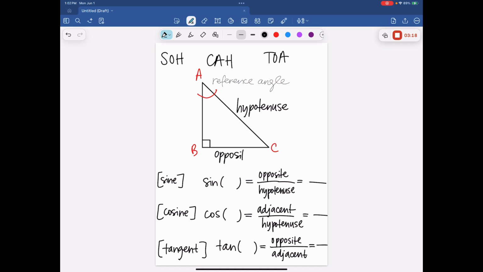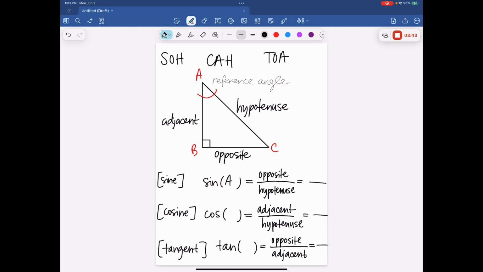Directly across from it, the side is known as the opposite. So the opposite side is across from my reference angle. And then what's right next to this is going to be called my adjacent side. The adjacent side is right next to our reference angle. Therefore, we can get our sine, cosine, and tangent of our reference angle.